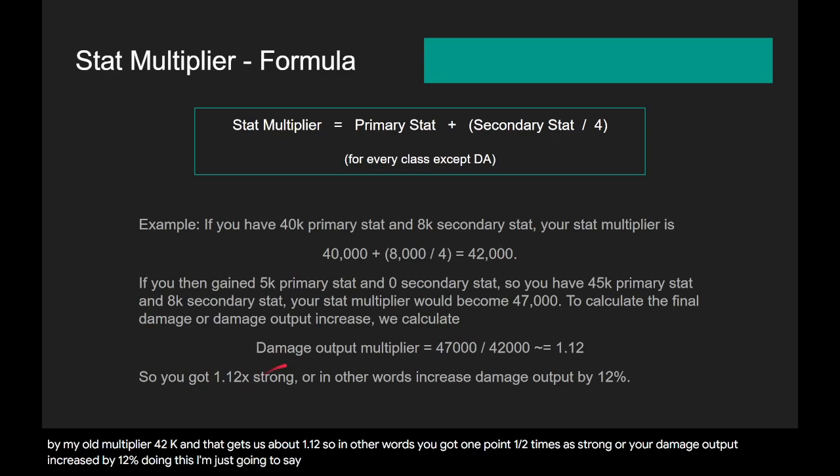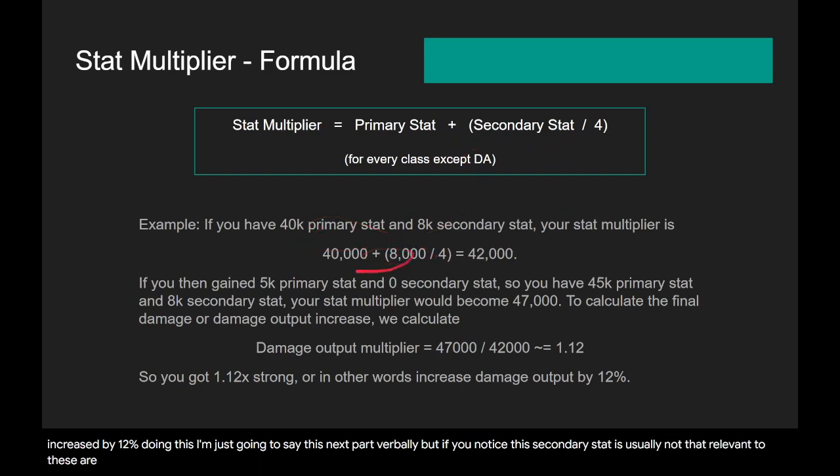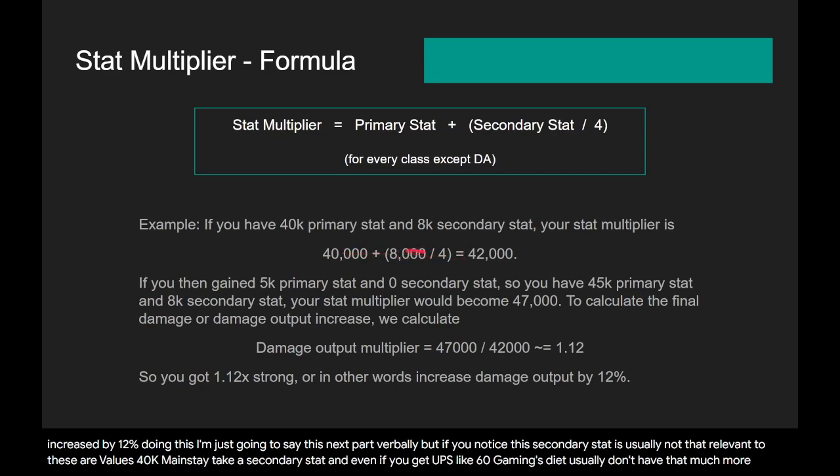I'm just going to say this next part verbally, but if you notice, this secondary stat is usually not that relevant. These are approximately normal values, 40k main stat, 8k secondary stat, and even if you get up to like 60k main stat, you usually don't have that much more secondary stat.